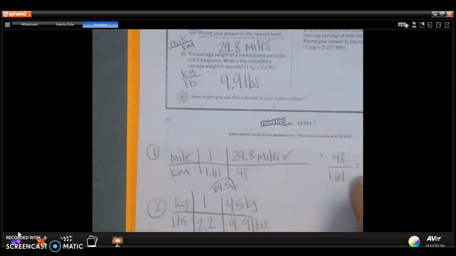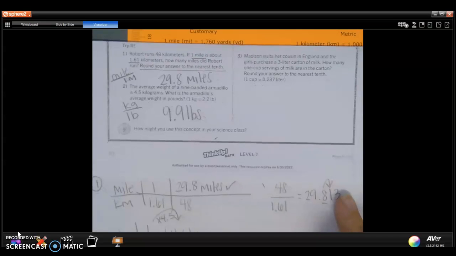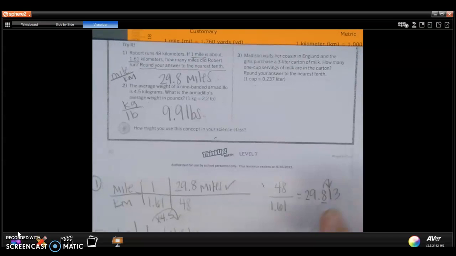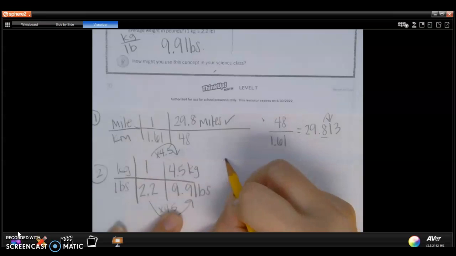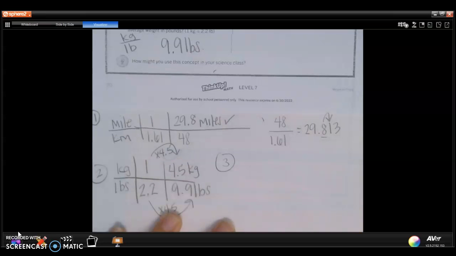All right, let's look at number 3. Madison visits her cousin in England, and the girls purchase a 3-liter carton of milk. How many 1-cup servings of milk are in the carton? Round your answer to the nearest tenth. So this tells us that 1 cup is equal to approximately 237 thousandths liter. So let's talk about our units that we're using, and I'm going to go ahead and make number 3 down here.